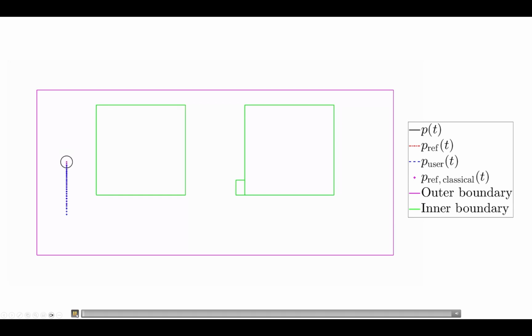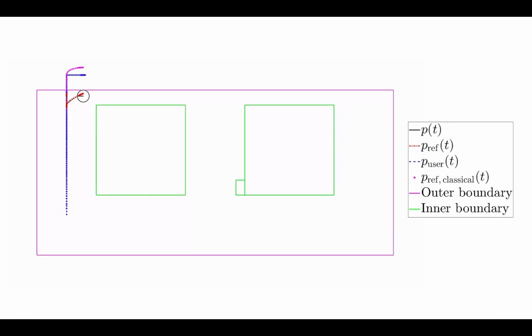Here we can see the maze represented by the solid pink and green lines. The dotted pink line represents the reference trajectory given out by the classical MRAC system. P user is the unfeasible user-defined trajectory. The dotted red line is the reference trajectory given by our two-layer hybrid dynamical system, and the solid black line is the actual trajectory of the moving disk.